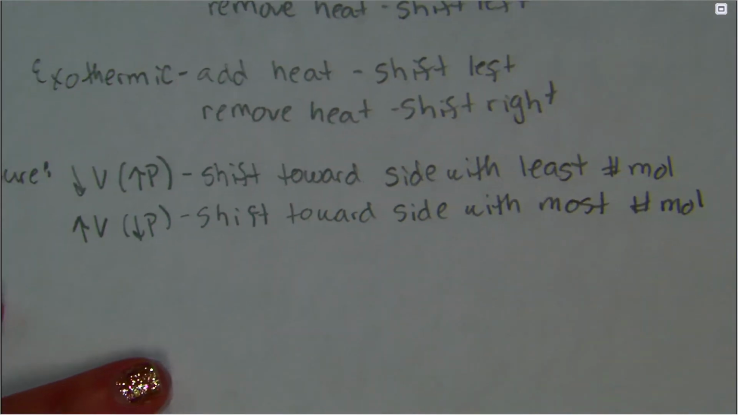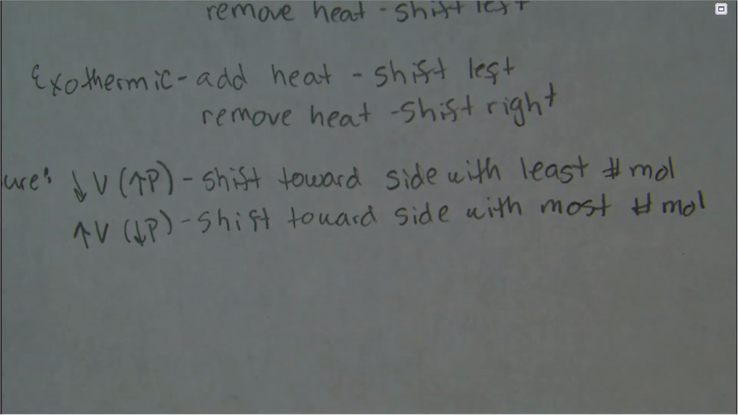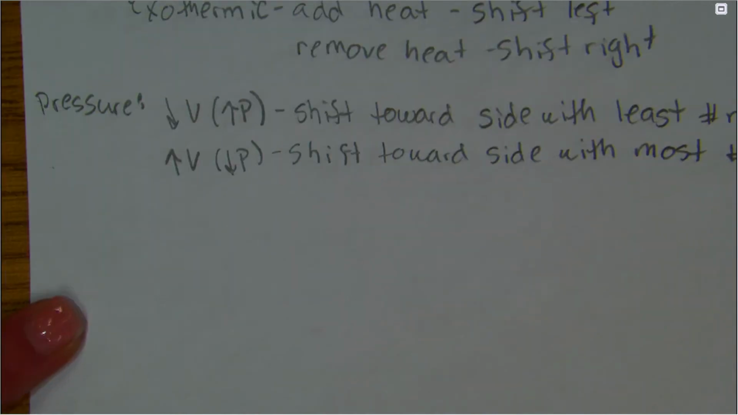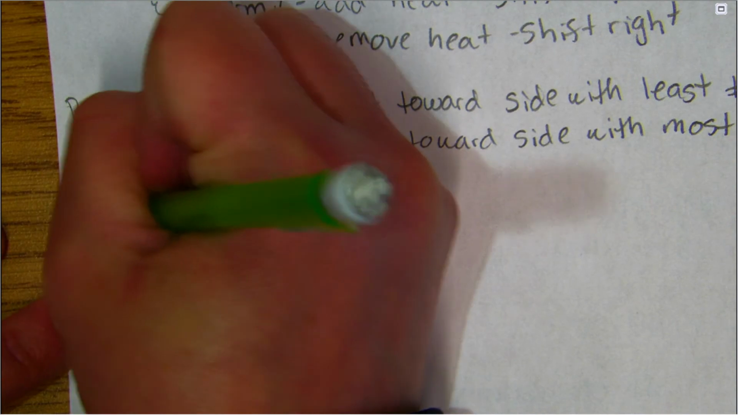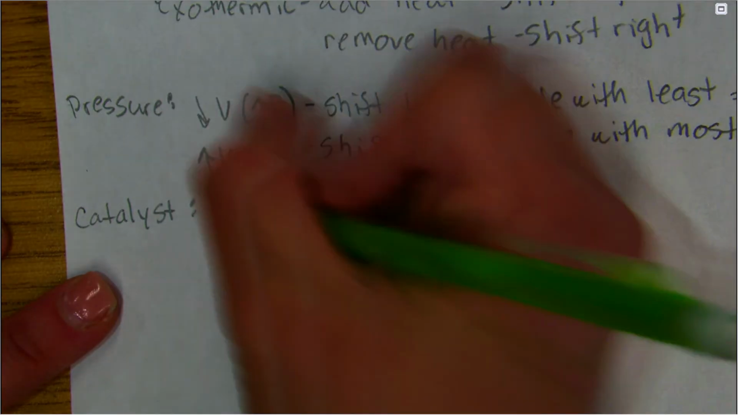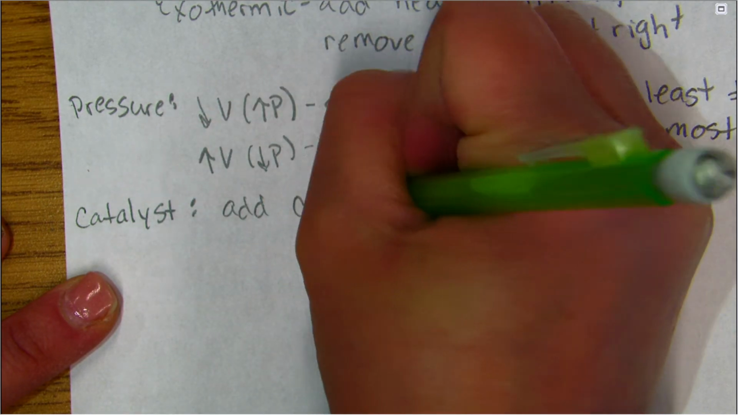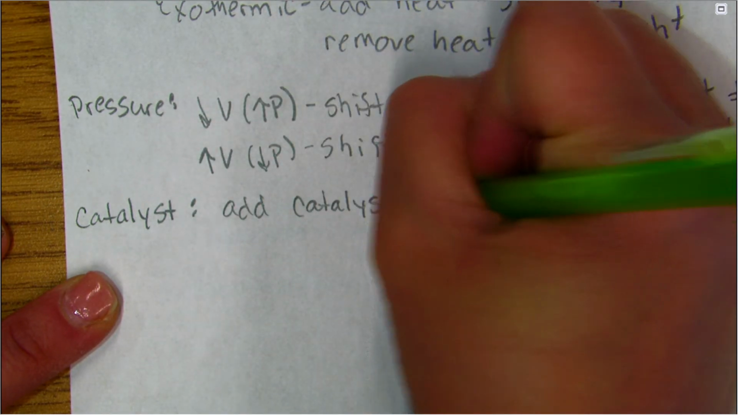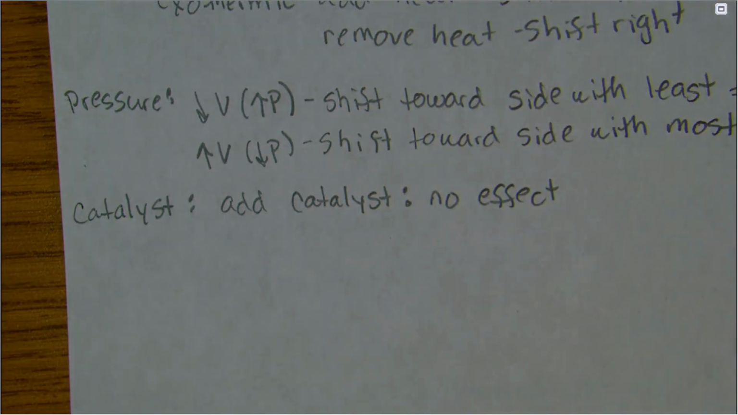And so right now, all we're doing is getting some definitions, and then we're going to make sense of it. What happens when I add a catalyst? Here's that word again, catalyst. If we add a catalyst, it has no effect. Adding a catalyst is not going to stress the system.